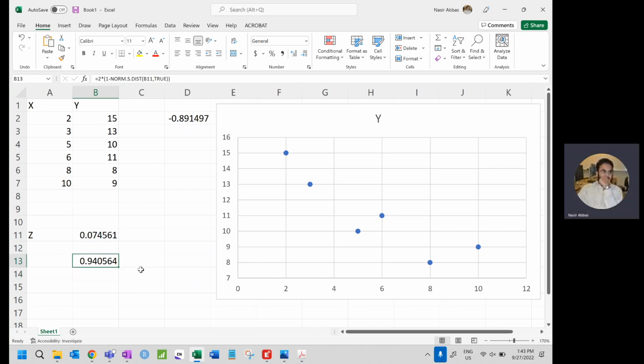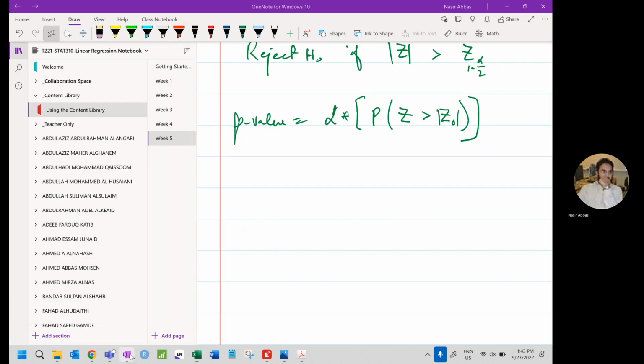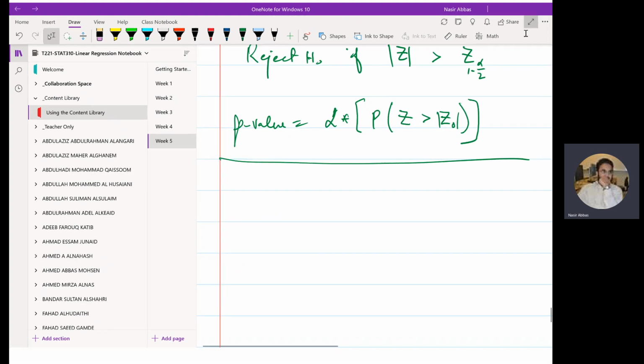Again, because it's a two-sided H1, not equal to. If it is one-sided, you will not multiply by 2. 2, yes, because H1 is two-sided. True means, okay, wait. Anyone who knows why it is true?